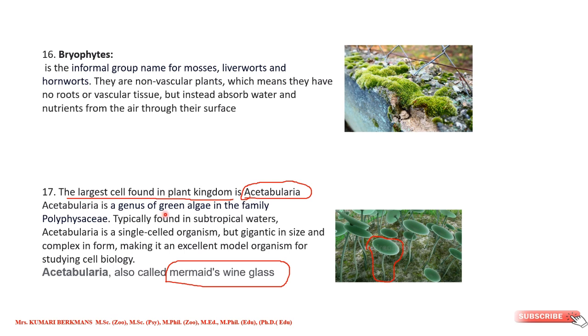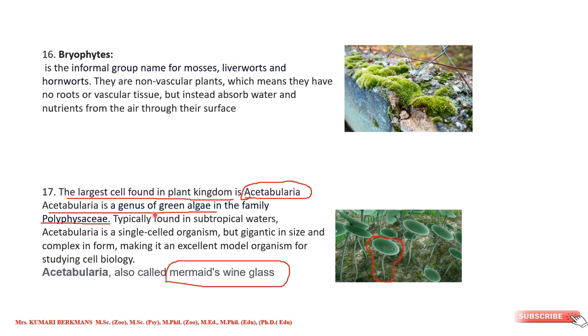Acetabularia is a genus of green algae in the family Polyphysaceae. It is typically found in tropical water. Acetabularia is a single cell organism, but gigantic in size and complex in form, making it an excellent model organism for studying cell biology. This makes cell biology very easy, because we can study very easily what is present inside the cells. So it helps a lot to study.